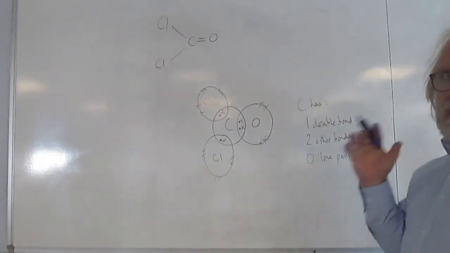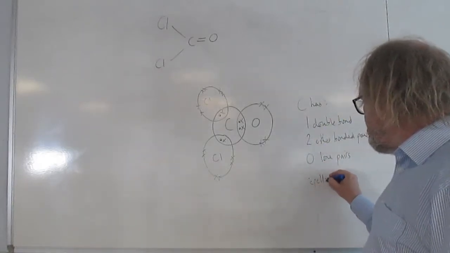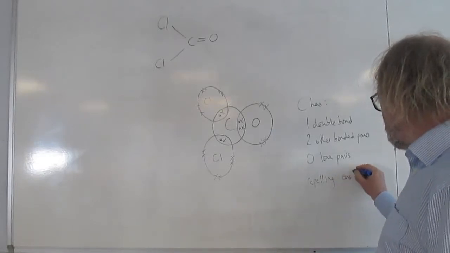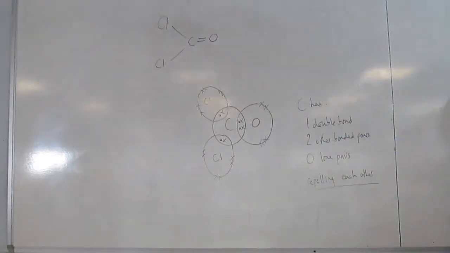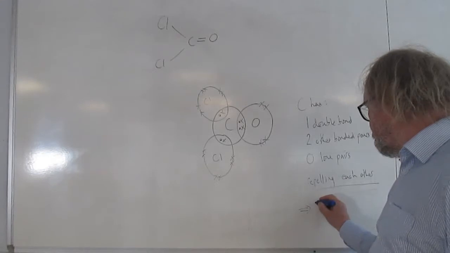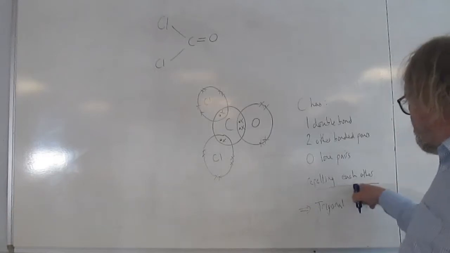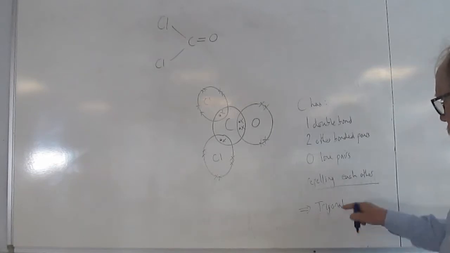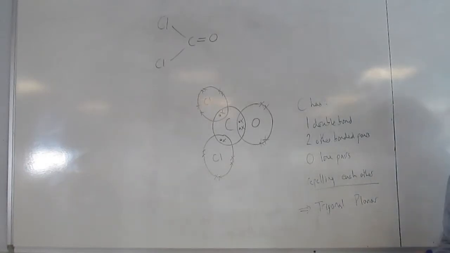And the important thing that you must state in your answer is that these repel each other. So that needs to be written down, that these are repelling each other. So when you just have 3 things repelling each other like that, the shape you get is trigonal planar. So try and get that word right. It's not triangular, it's not triagonal or anything like that. So just in case they're being picky about the word, trigonal planar is the word for that one.